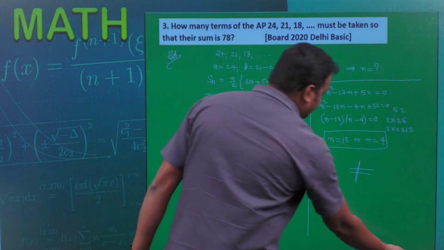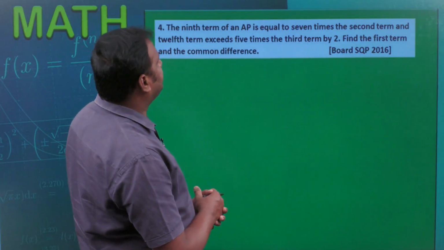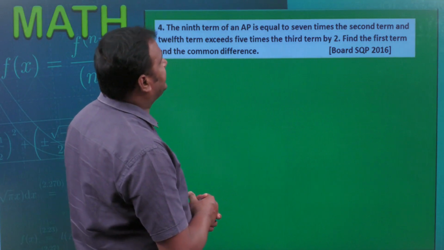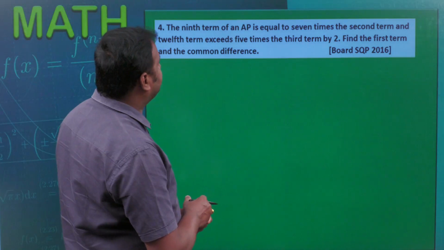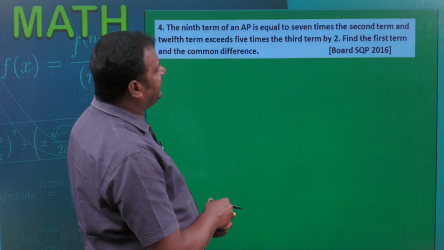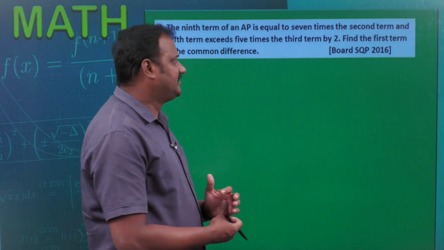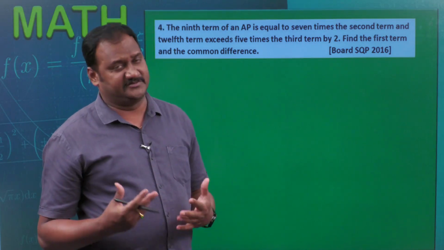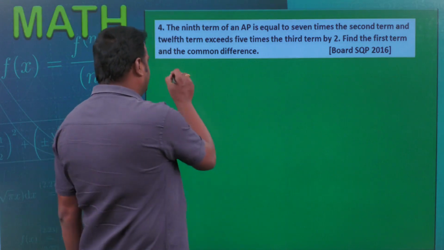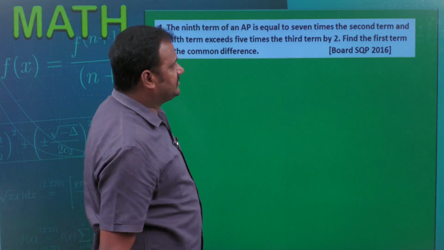Right. So moving on to the next problem. The ninth term of an AP is equal to 7 times the second term, and the 12th term exceeds 5 times the third term by 2. Then find the first term as well as the common difference. You need to understand the problem and try to put it in a format in terms of A and D, then it would be very easy, and we can solve the problem.